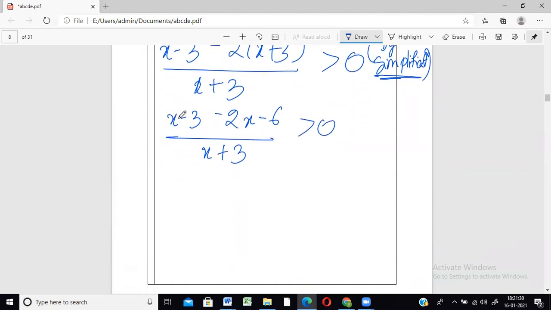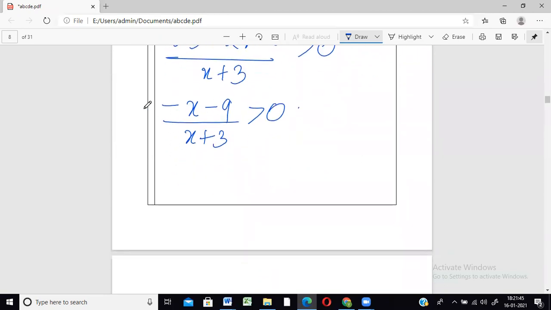Now what do we have? We have x minus 2x. Dealing with like terms, x minus 2x is minus x. Minus 3 minus 6 is minus 9, upon x plus 3, which is greater than 0. Okay. So we have two terms involving minus signs, which means we can take that minus sign common. So we have minus (x plus 9) upon (x plus 3), which is greater than 0.